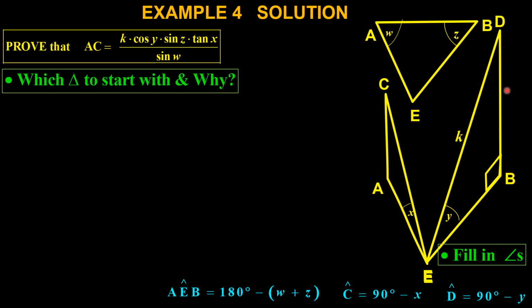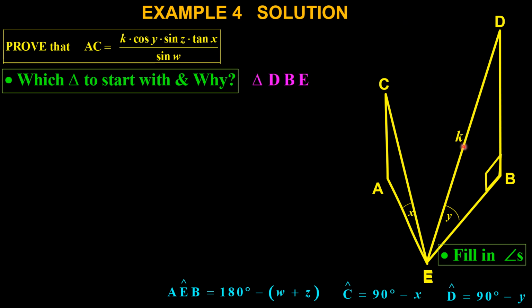Which of those three triangles do we start with? We need one with a length. Which one's got a length? That's correct, DBE. So I have to start with that. Starting with the others is not going to help me. So let's take the other triangles away, I don't need them now, so I can just focus on the triangle I'm working with.